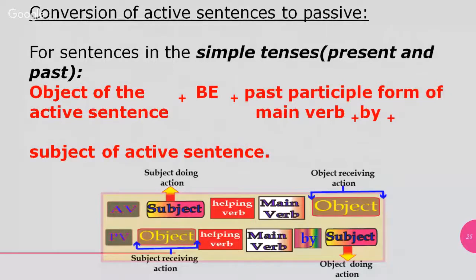Conversion of active sentences to passive. Sentences in the simple tenses. That is simple present, simple past. Object of the active sentence plus be plus past participle form of the main verb plus by plus subject of the active sentence. So you notice in that chart there, the subject is the one doing the action in an active sentence, whereas the object receives the action. And when you change it to passive, the subject is the one that is receiving the action and the object is the one that is doing the action.